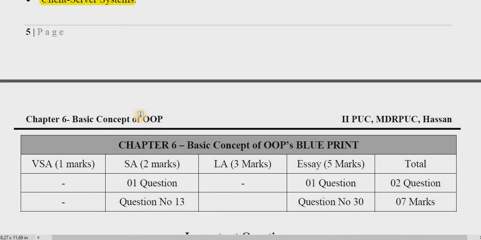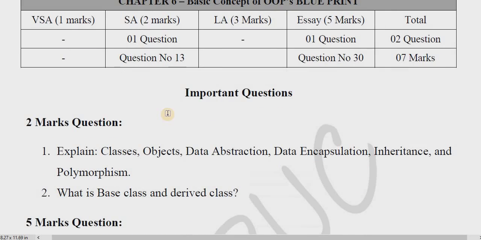So this is about chapter number 6, basic concepts of object oriented programming. This completes the 6th chapter. It is for 7 marks, so it is very easy to score 7 marks from this chapter. One question will be of 5 marks and another question will be of 2 marks.